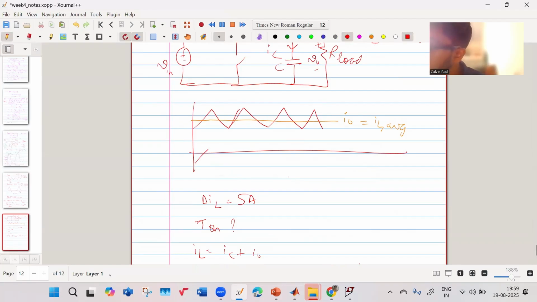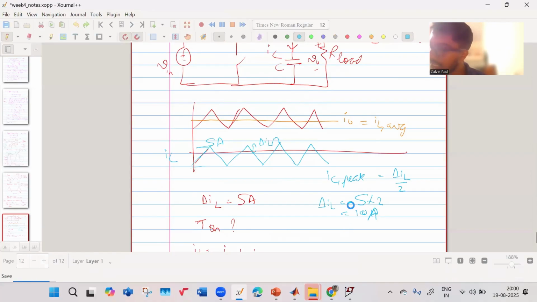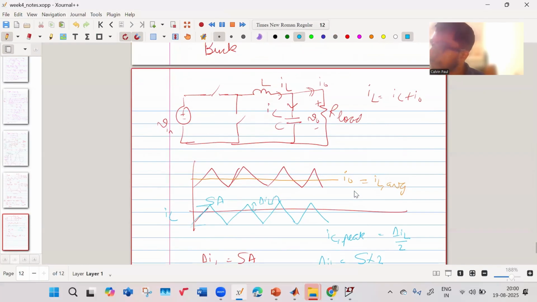Your capacitor current is actually like this. Draw a different color. Yes, this is your capacitor current. Correct. So the peak they told is 5 ampere. So peak actually is delta IL by 2. So the IC peak is equal to delta IL by 2. So your delta IL is 5 into 2, 10 ampere. Sorry, you're right. This is one thing where I messed up. So delta IL is actually 10 ampere.